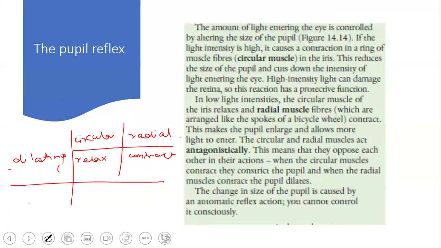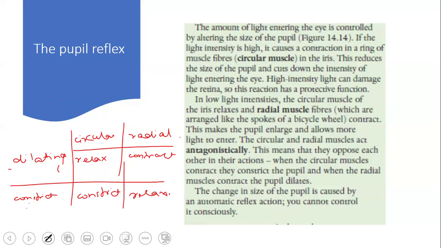On the other hand, if you go into really bright light, the pupil is going to constrict. Now, the good thing about this topic is that the muscles are acting oppositely. So, if the circular muscles relax when dilating, they will contract when the pupil constricts. And if the radial muscles are contracting, they will relax. So what happens is this: the circular muscles relax and the radial muscles contract. This leads to the pupil becoming larger.